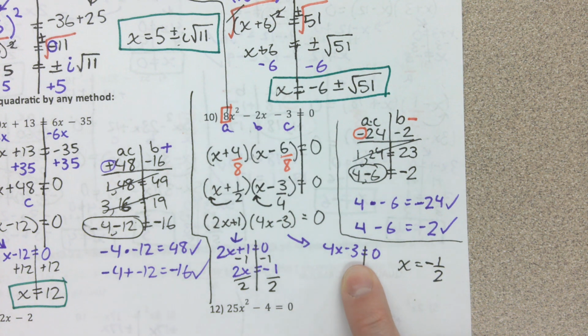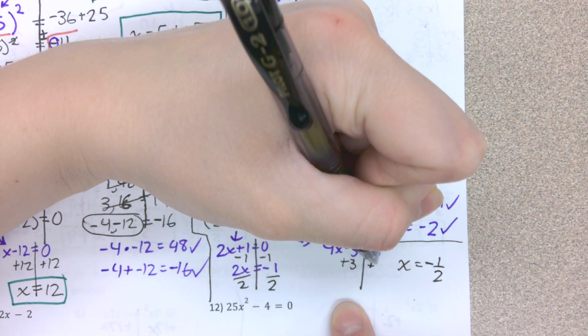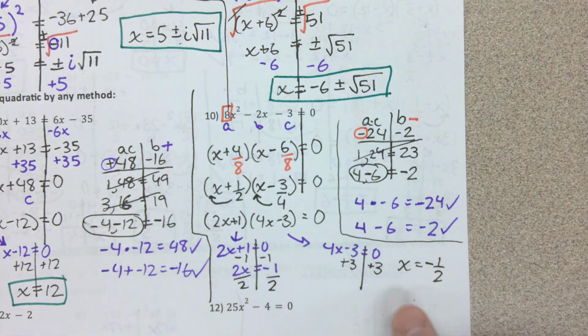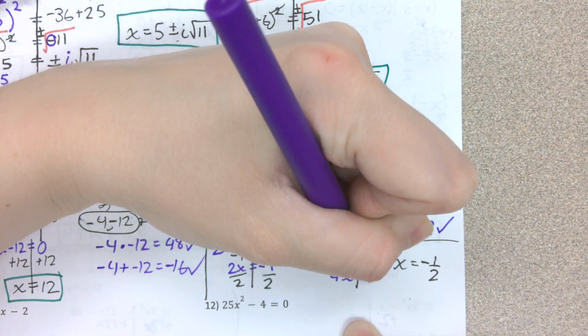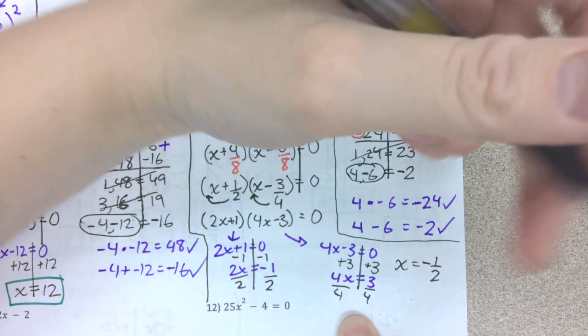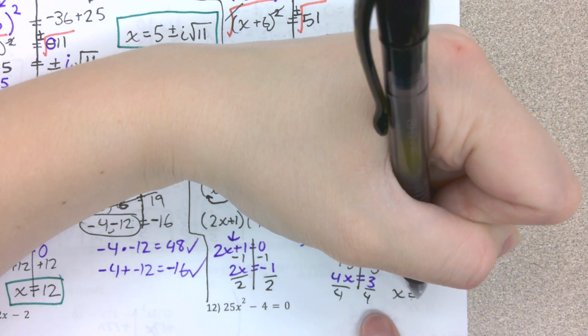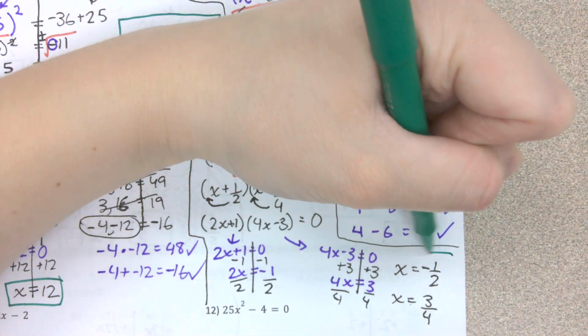And then let's do it again over here. We have 4x minus 3 equal to 0. Minus 3, so I'm going to plus 3 on both sides. 4x equals positive 3, divide by 4. X is 3/4. And there you have it.